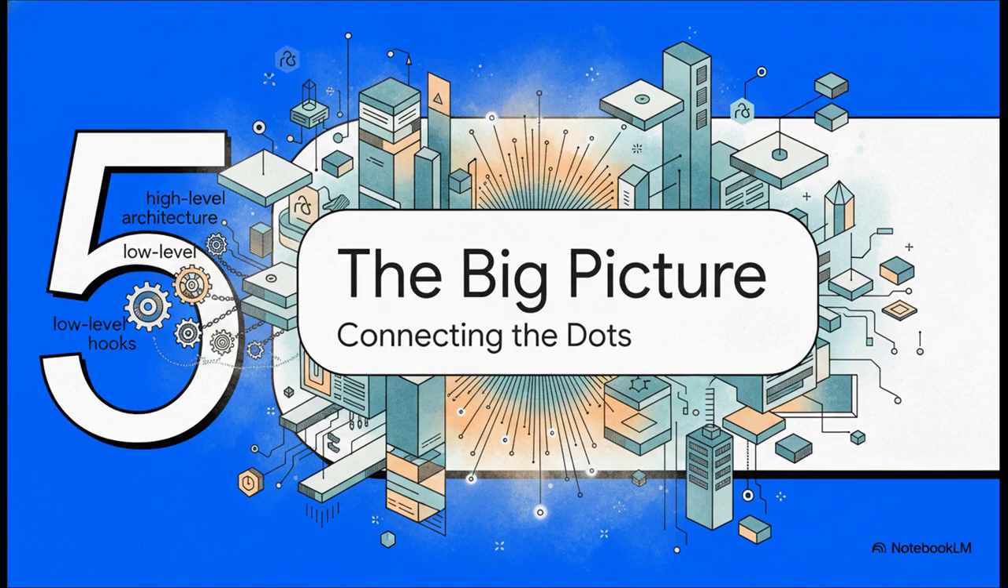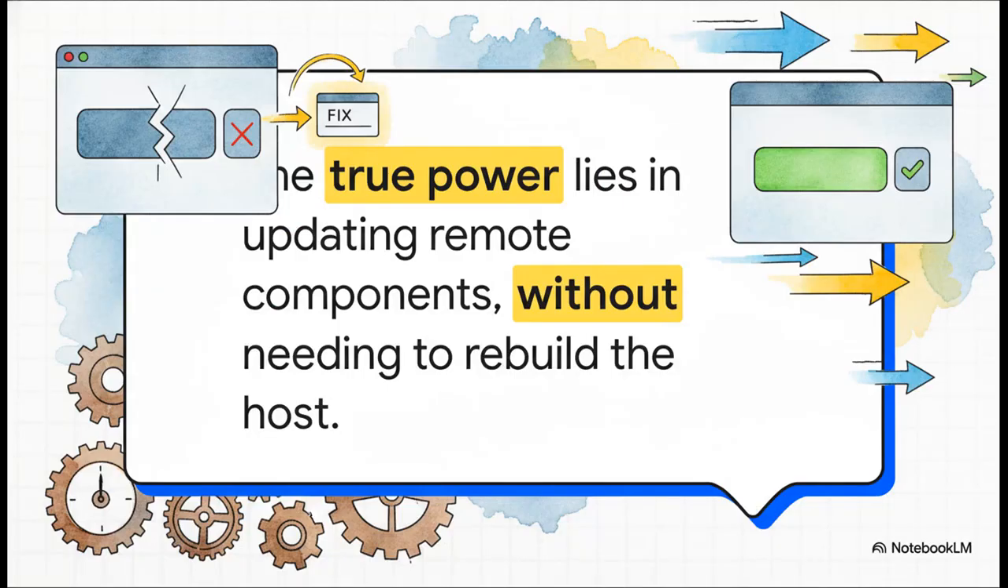We've gone way down into the nitty-gritty of hooks, and we've soared up high with architecture. Now, let's bring it all back together and see how these pieces create a really powerful, modern way to build for the web. And this right here, this is the ultimate payoff. Just think about it. The checkout team finds a bug in their payment button. They can fix it, deploy their tiny little remote app, and that fix is instantly live for every single user. The main host application doesn't need to be touched, it doesn't need to be rebuilt, it doesn't need to be redeployed. This just dramatically speeds up how fast you can deliver value.